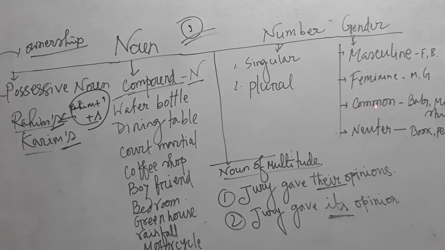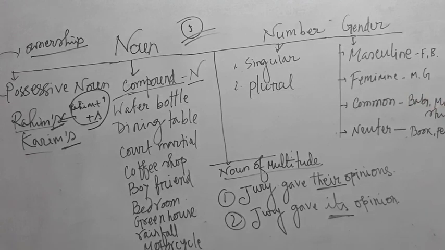And then common. Which one is common? See that baby, and then minister, teacher, student. Those are the words which mean both masculine and feminine together. Okay, why is it common? It is common because this baby may be male or female. Minister means it may be male or female.